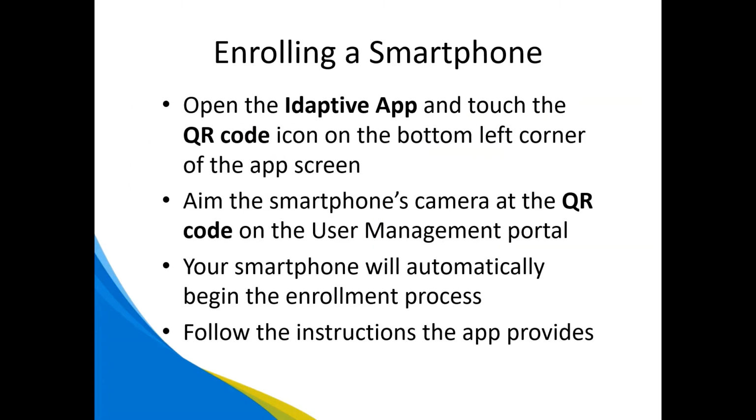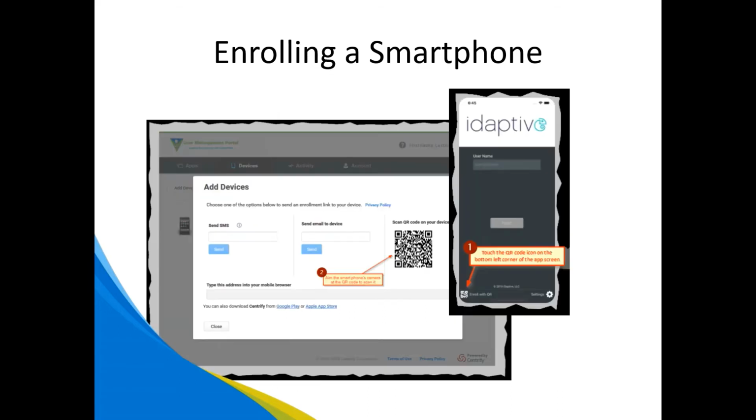After you've hit that Add Device button, go back to the iDaptive app on your phone and touch that QR code icon in the bottom left corner of the app screen. Then you aim your phone's camera at the QR code on the user management portal, and your phone will automatically begin the enrollment process. After that, you simply follow the instructions that your app provides. And here's just a visual of what I just said. You can see with number 1, that's the QR code in the bottom left-hand corner of the iDaptive app on your phone. And then number 2 is the same QR code on the Add Devices screen in the user management portal.